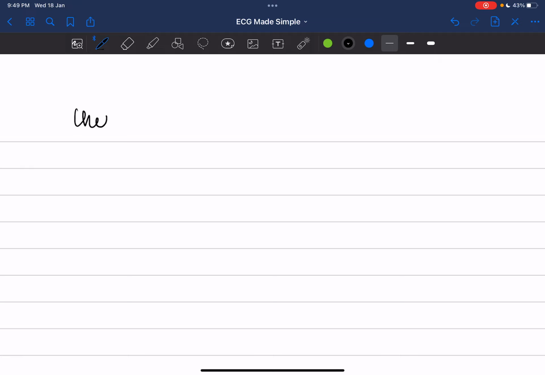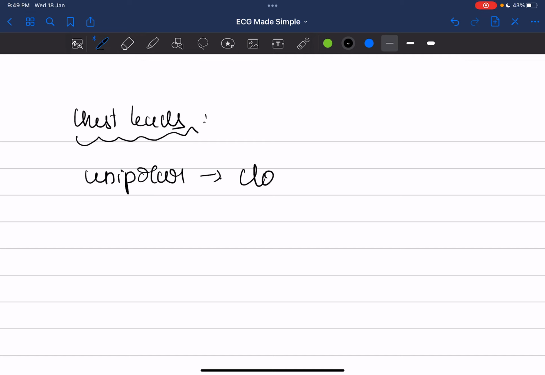We will go into the chest leads. Chest leads, as I mentioned earlier, are unipolar leads. They do not require augmentation because they are very close to the heart. The augmented leads require augmentation because they are far away from the heart. The unipolar chest leads are close to the heart.